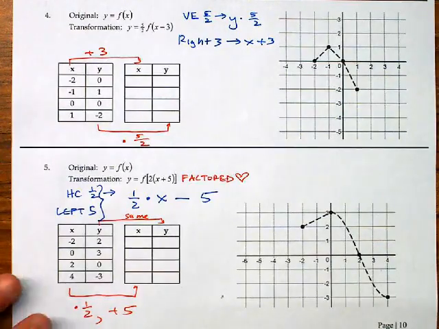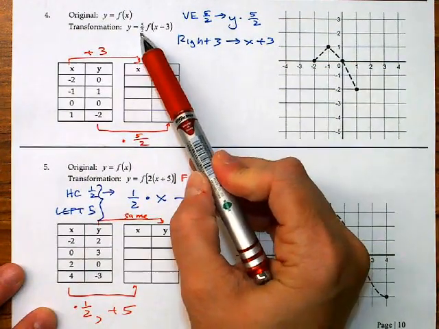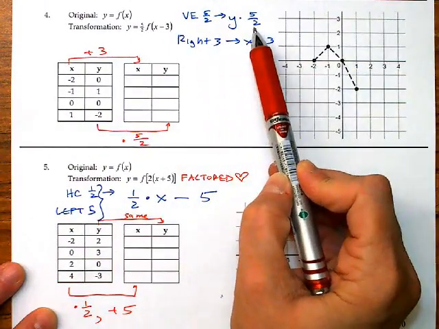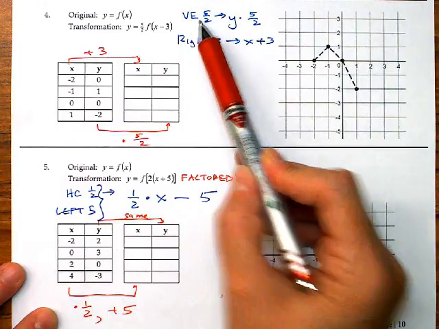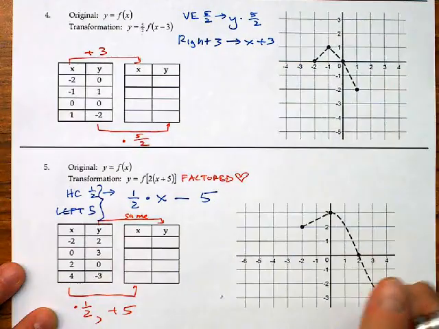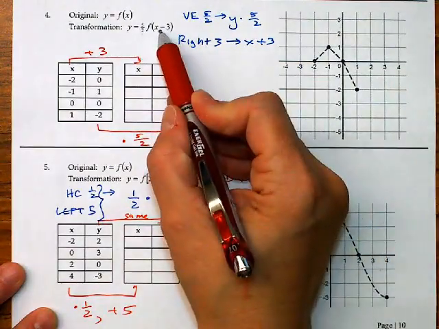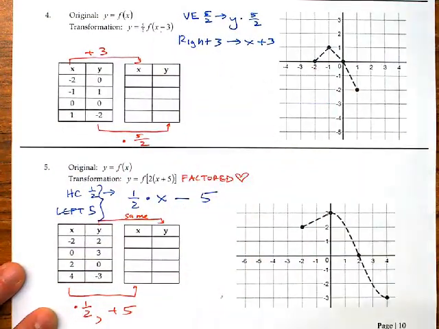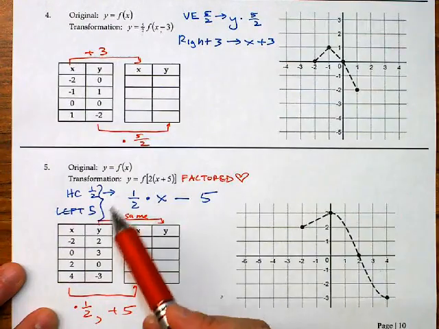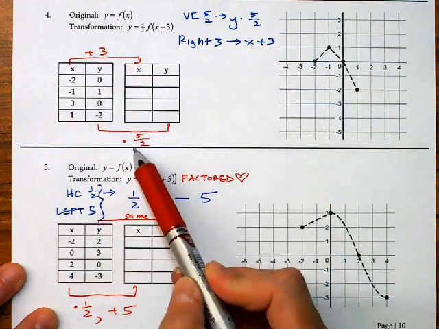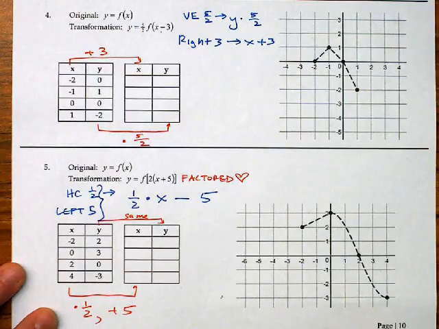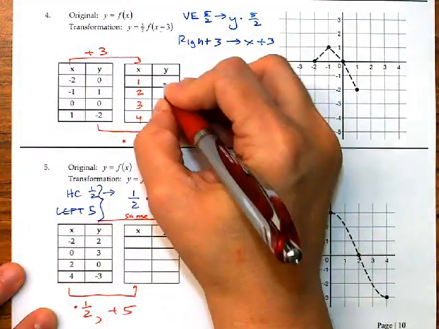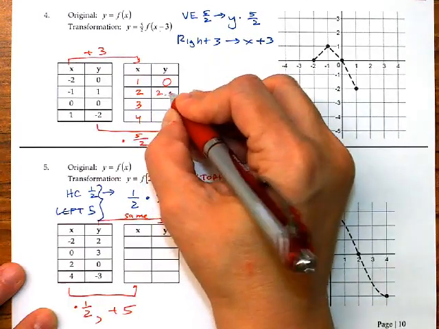But number 4, outside vertical. We're gonna multiply all the y values by 5/2. That's gonna make them bigger. Vertical expansion by 5/2. Inside, right by 3. Move all of the x values right by 3, which will increase them by 3. And I did already do some pre-writing to just show our plan here. Let me do the multiplication in the y column.